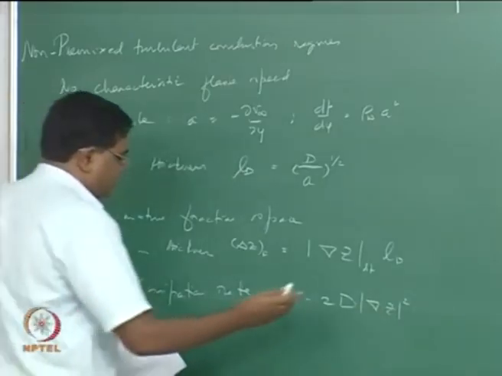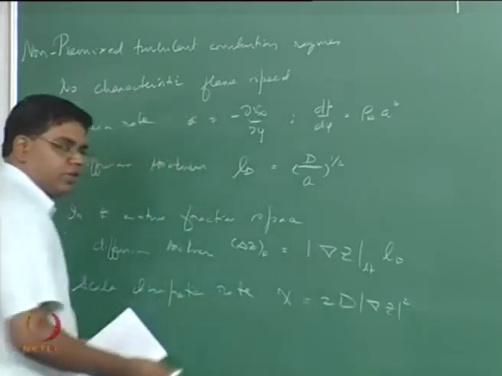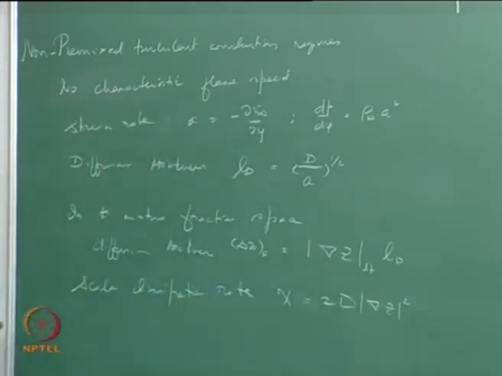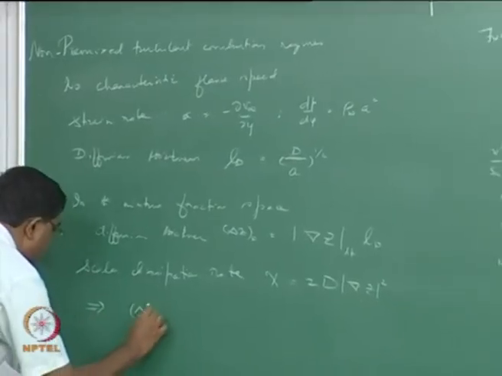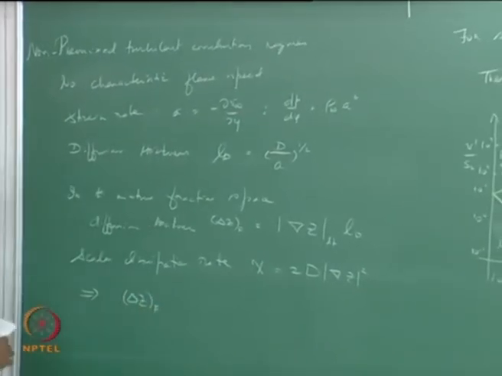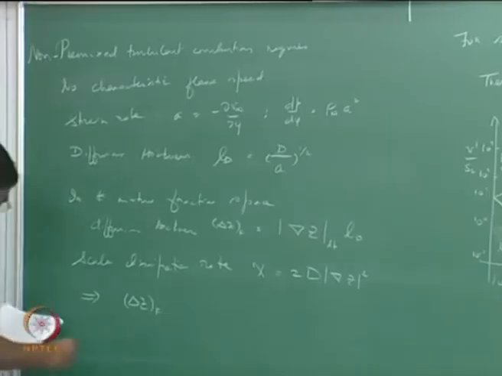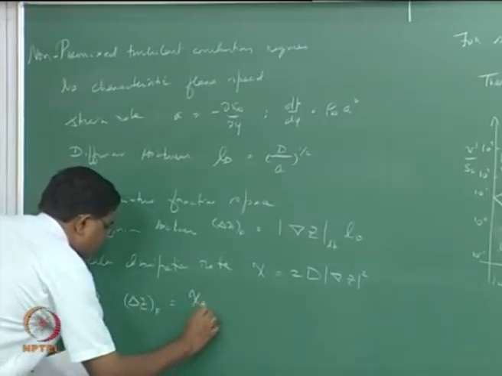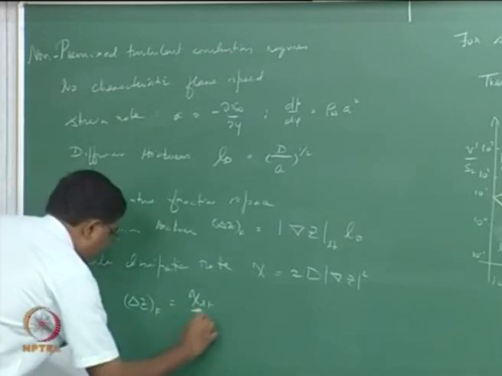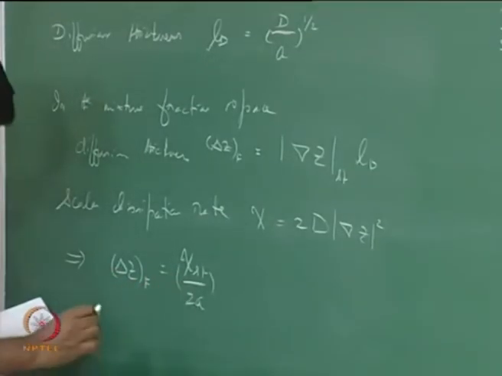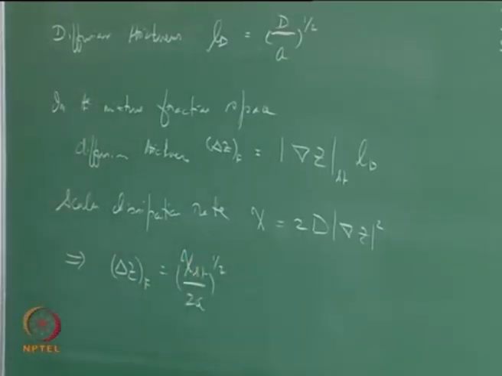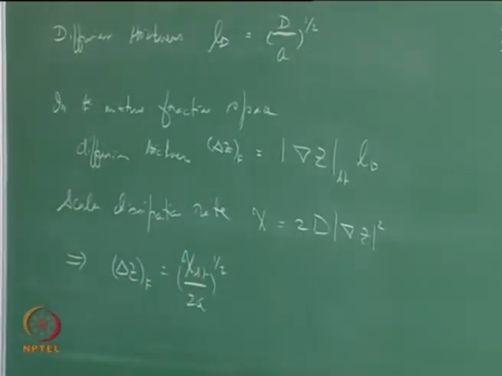So obviously we can get an idea, we want to try to put these two together. So that means delta Z_F, the diffusion thickness in mixture fraction space, is (chi_st divided by 2A) to the half, right.